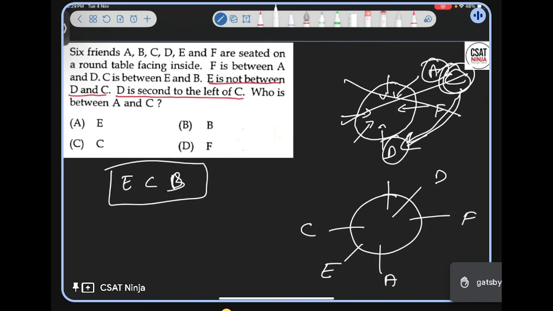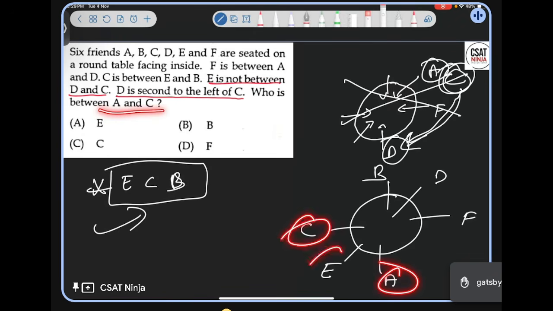E is here. So if E is here, this statement says C is between E and P. So what is asked? Who is between A and C? Between A and C, who is it? E is the answer here. So the answer here is E. Okay.